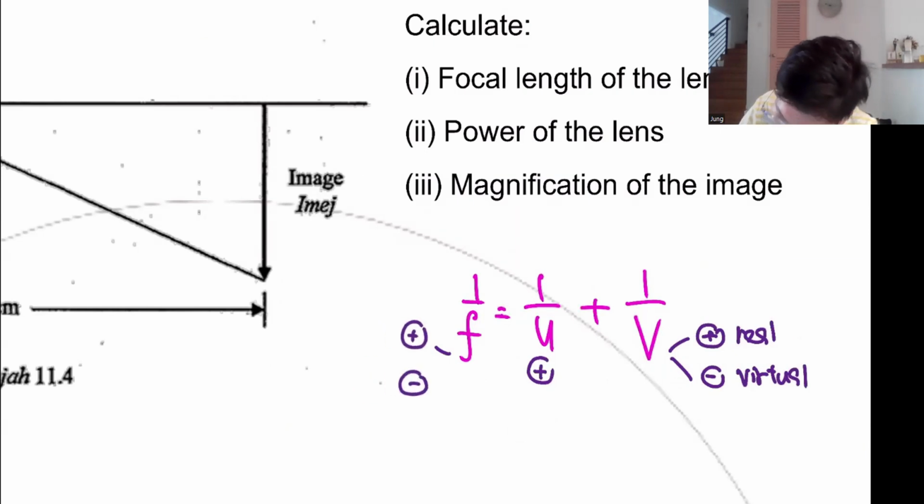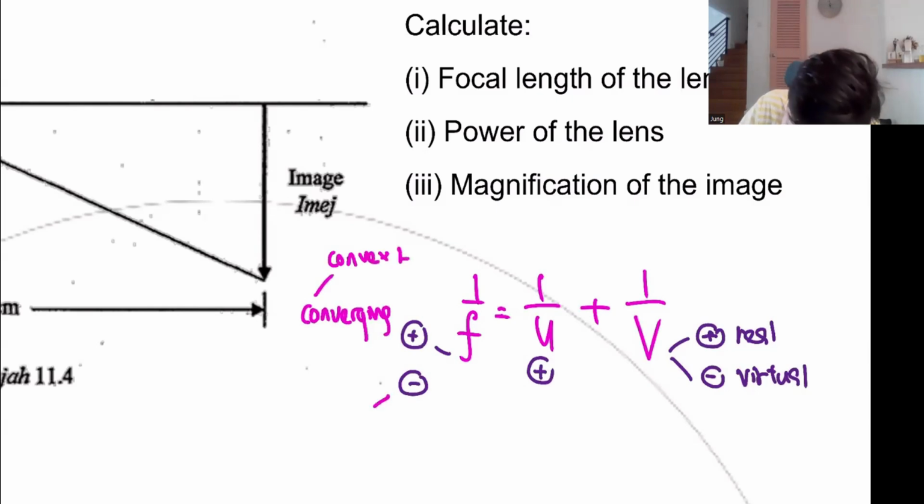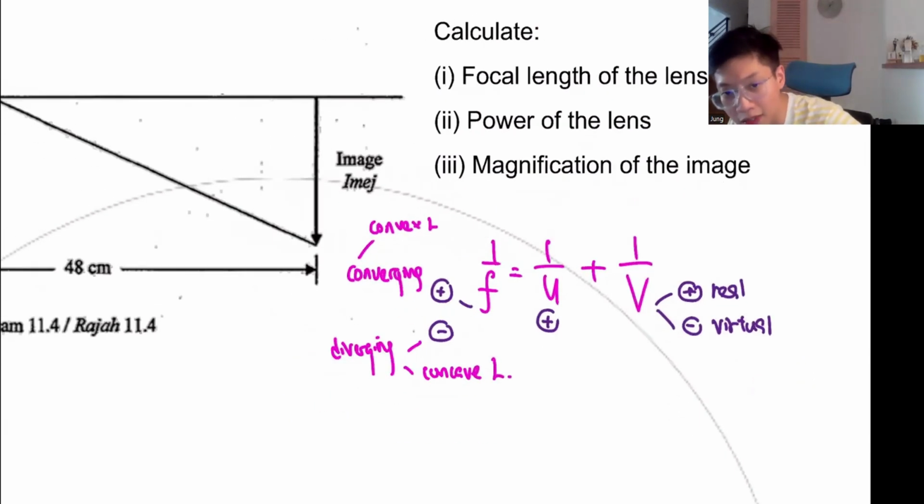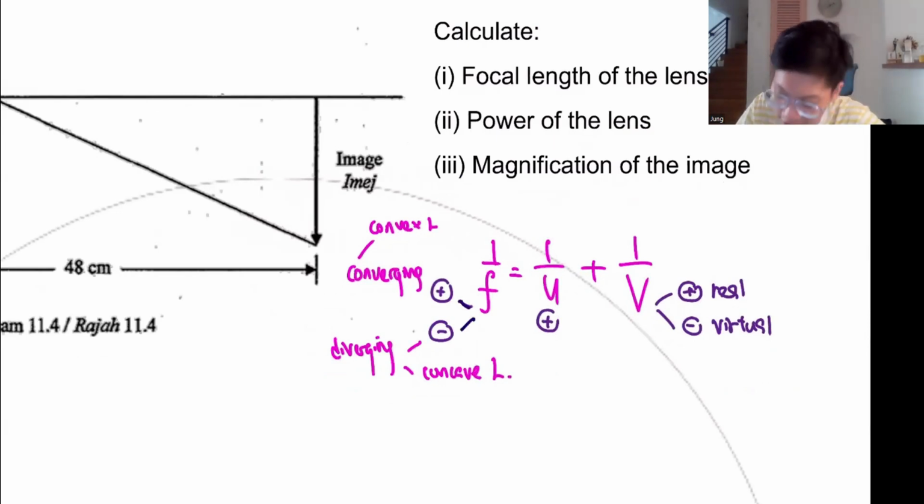What's the difference between positive and negative? Usually positive is the converging one, which usually means a convex lens. The negative one is the diverging one, which is usually a concave lens. So you better write this down. F has two types: the positive F and the negative F. V also has a positive real image and a negative virtual image.